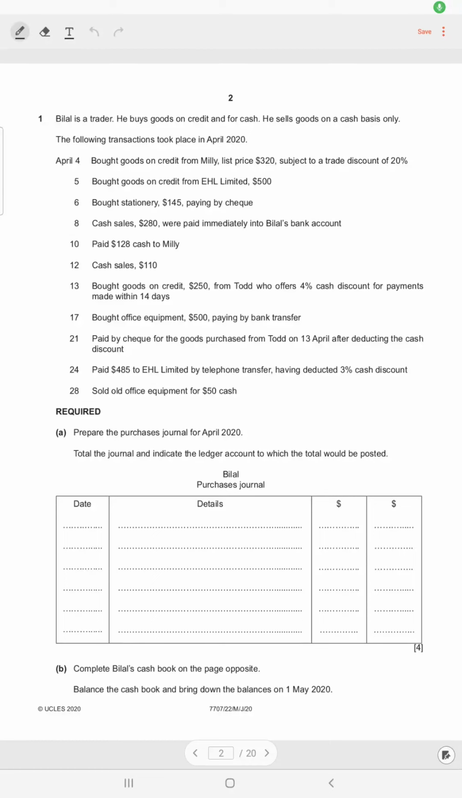The question we are going to practice is from summer 2020, that is May June. Question number 1, part A and part B. This is from unit 2.